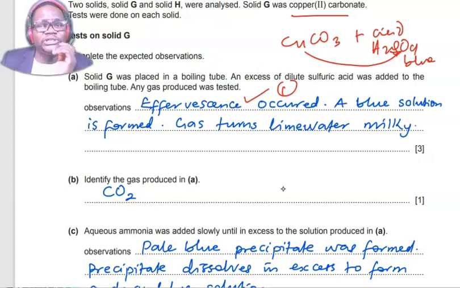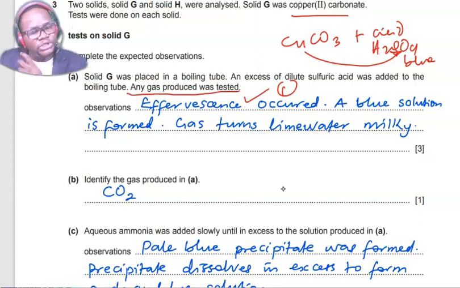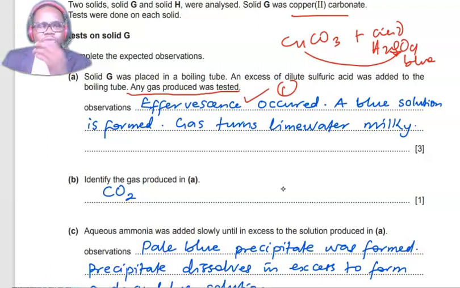And of course, how do you test for the gas? Because they also told us that the gas was tested. So since you know that a carbonate will produce carbon dioxide, how do you test for carbon dioxide? You test carbon dioxide with lime water, and carbon dioxide turns lime water milky. So you scored your 3 points for that.